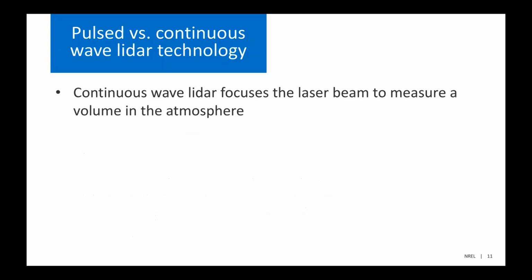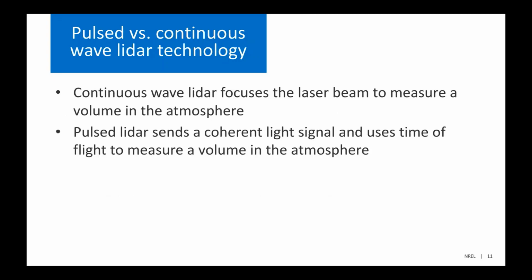And so then there's 2 types of LiDARs. There's pulse and continuous wave LiDARs. And these differ in how they capture the measurement of the wind. So a continuous wave LiDAR focuses the laser beam to measure a volume in the atmosphere around where that laser beam is focused. A pulsed LiDAR uses a coherent laser beam and sends that into the atmosphere, and then uses time of flight to measure a volume in the atmosphere. So basically, we know the speed of light, the laser beam is sent out, and then we wait a given amount of time, and then when it comes back, we know from the speed of light being constant where it came back from the atmosphere. So either of these LiDARs can be fixed beams or scanning.